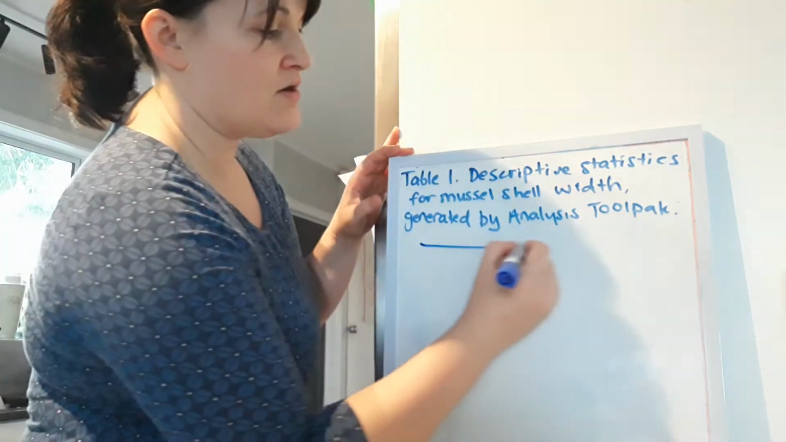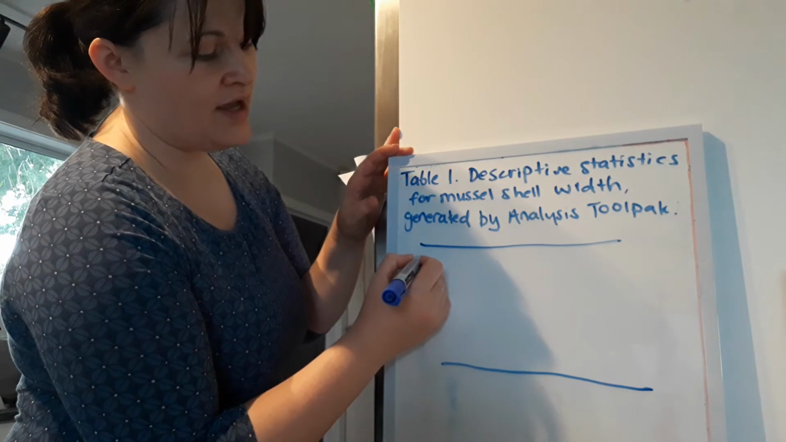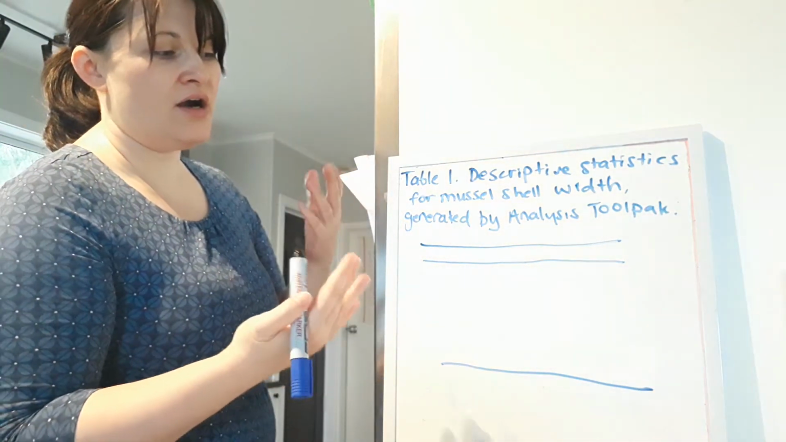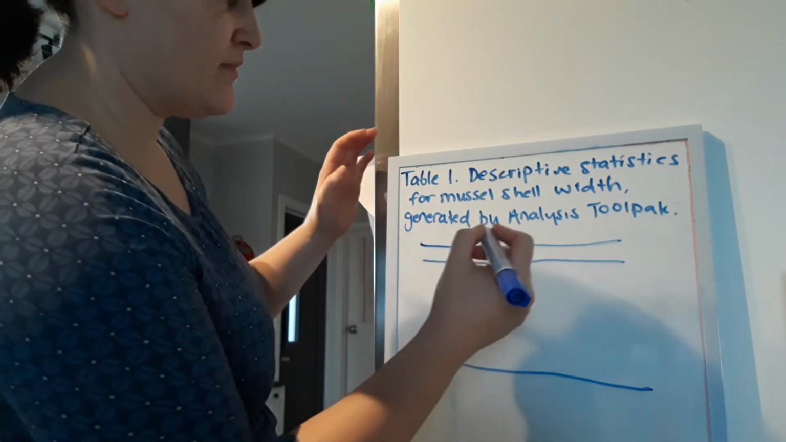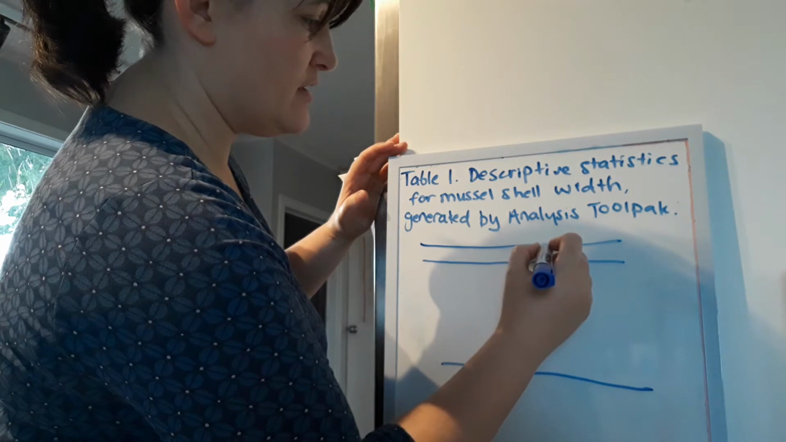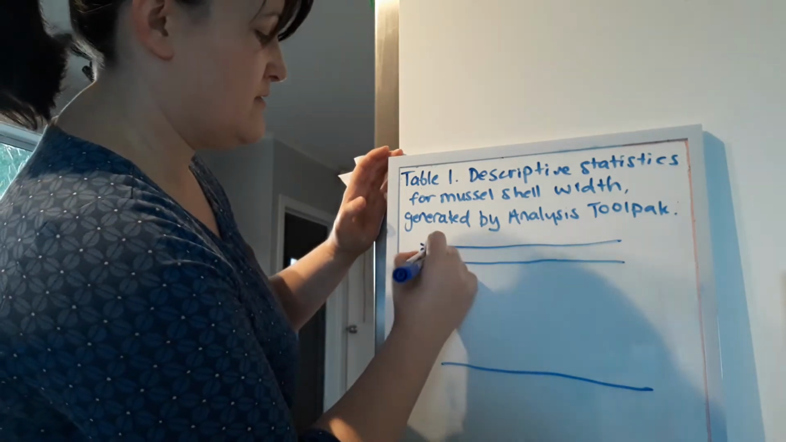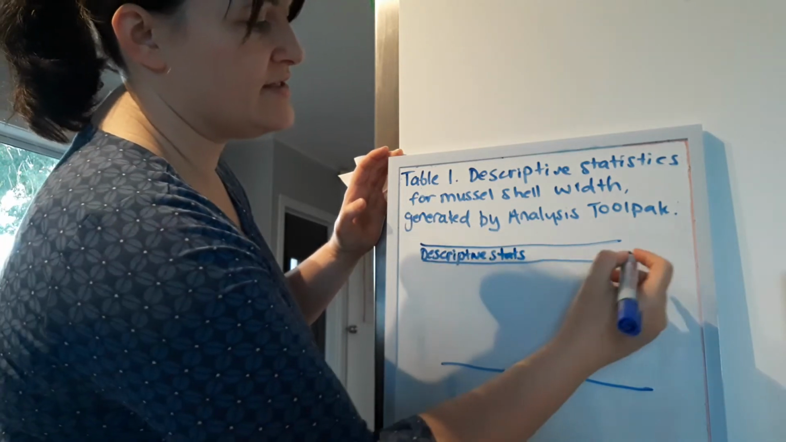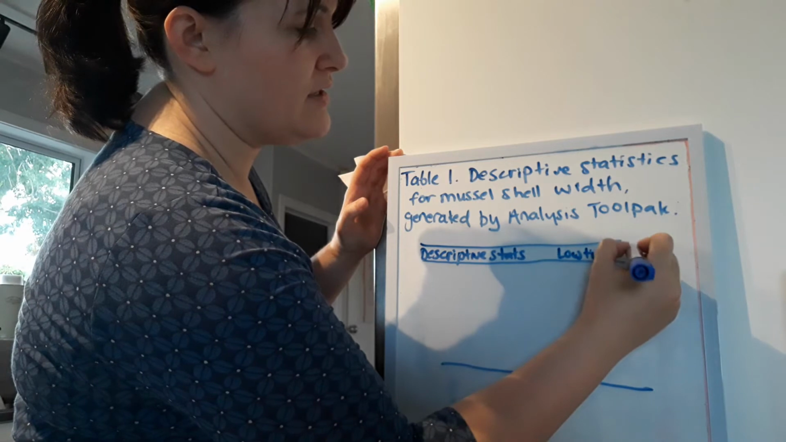Typically there's one horizontal line at the top of the table, one horizontal line at the bottom of the table, and then often one other line that goes under the column titles. So our column titles for this example could just be descriptive statistics. If you had multiple columns as well, I'll just write stats because I'm going to run out of room, but you would write statistics, and you might have low tide and high tide.